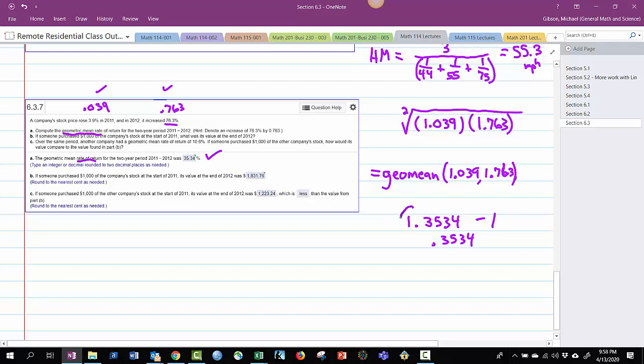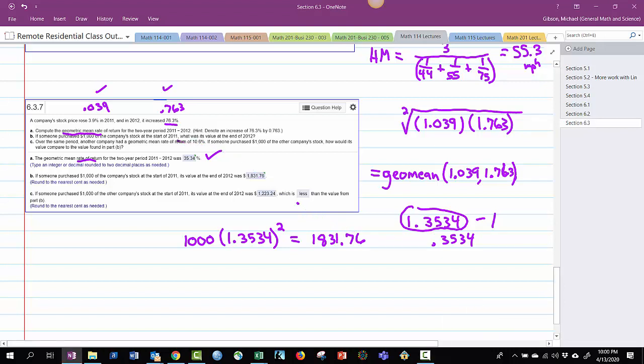Well, here we've got the factor. Okay, so from the start of 2011, so this is the 2 years, right? So what you do is you plug this in. You start at $1,000. We have our 1.3534, and we're just doing this for 2 years, right? You can use the squared key for this or the caret 2, either one, and you'll get $1,831.76. Okay.